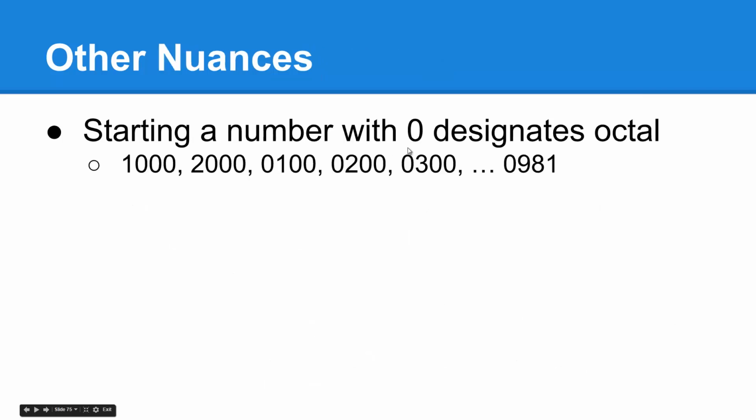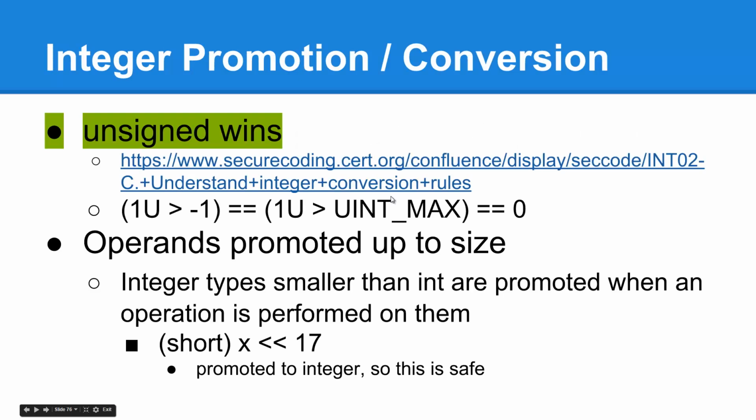Another nuance is any number starting with a 0 actually results in an octal number. So this would be octal, this would be octal, this would be octal, and so on. And that trips up a lot of developers and can lead to miscalculations sometimes. So, what happens when you compare a signed integer to an unsigned integer in the same comparison, like this one?